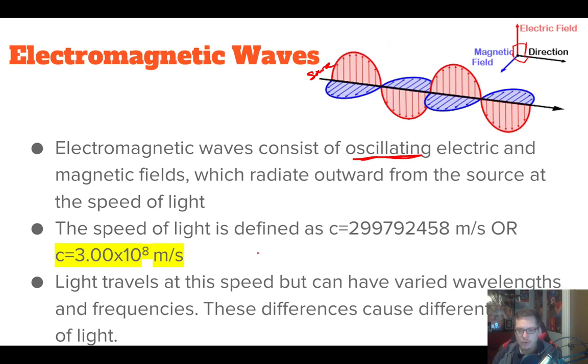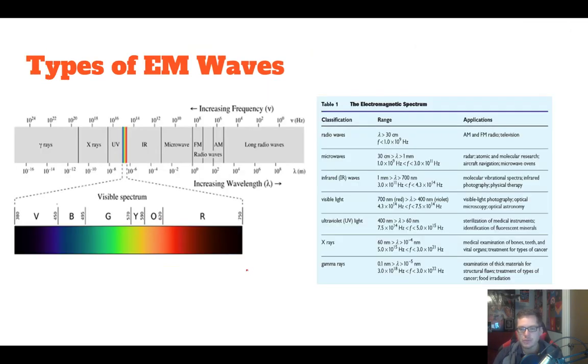Now, remember that the velocity of any wave is equal to the wavelength times the frequency, and we messed with this quite a bit last unit. Because our velocity is set as c, that means c always has to be equal to our wavelength times our frequency. We can have varying wavelengths and varying frequencies, but they always have to multiply to be this c value. And because of this fact, we can have different types of electromagnetic radiation.